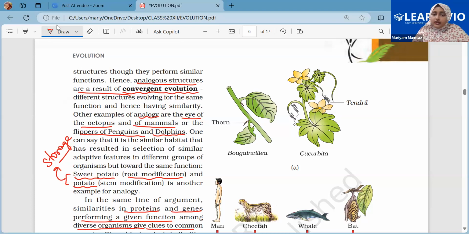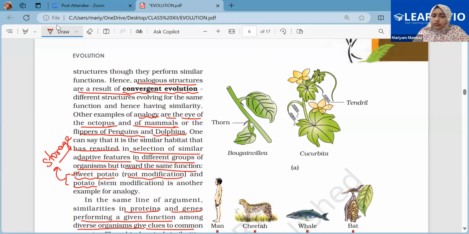Other examples of analogy are the eye of octopus and the eye of mammals. Both made up of different things, but perform the same function, that is the sight. Flippers of penguins and dolphins, both made up of different things, but again perform the same function of swimming. One can say that it is the similar habitat that has resulted in selection of similar adaptive features in different groups of organisms, but toward the same function.